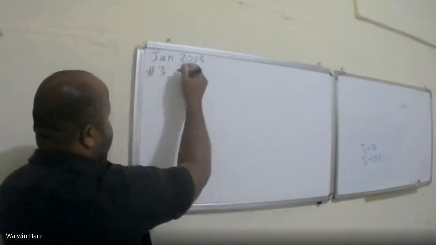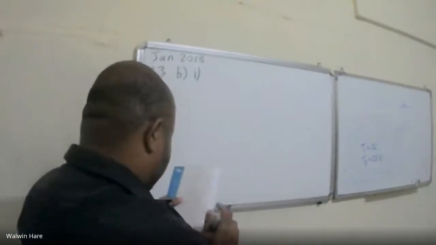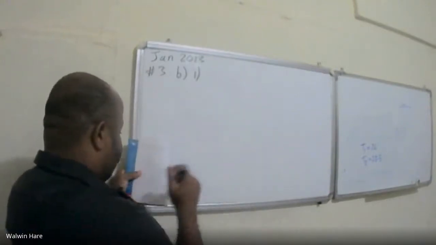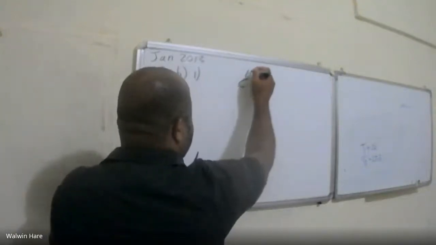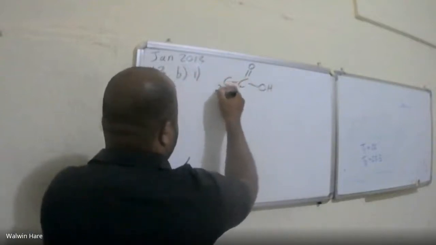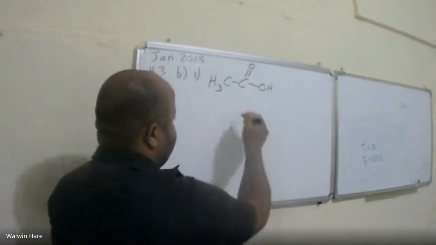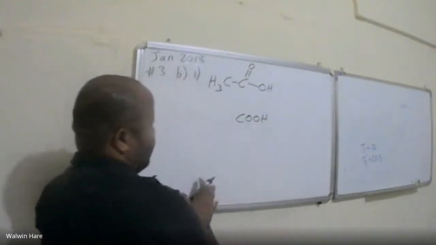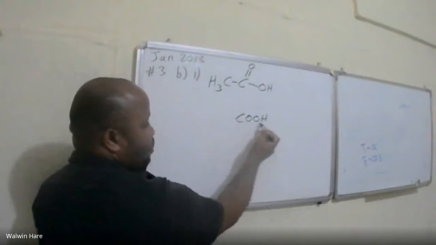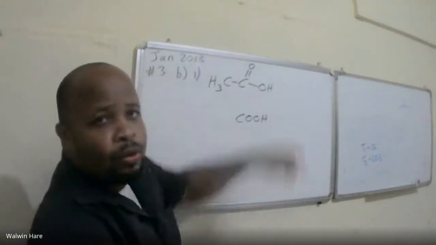All right, so number 3, B1, we have 2 compounds, a carboxylic acid and an ester. Compound C is the carboxylic acid. And remember the functional group for the carboxylic acid is COOH. When you would draw the displayed formula for COOH, it is written like this: C, double bond O, single bond OH.